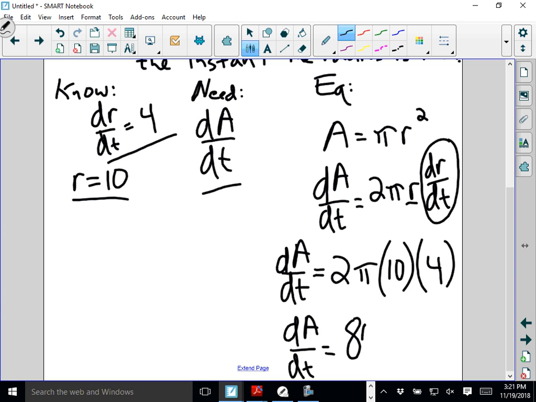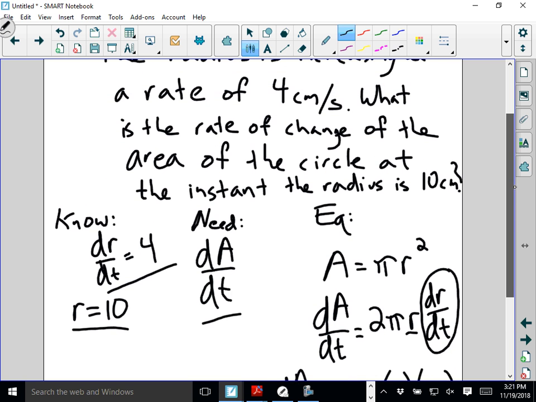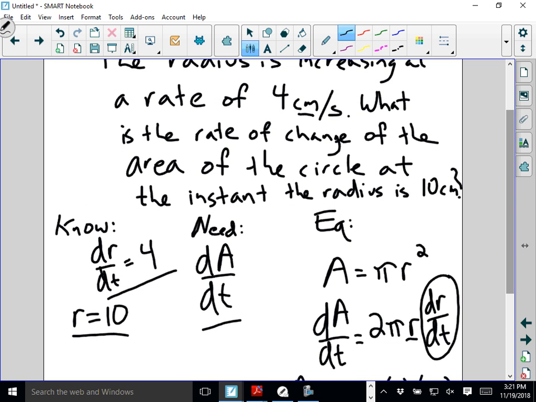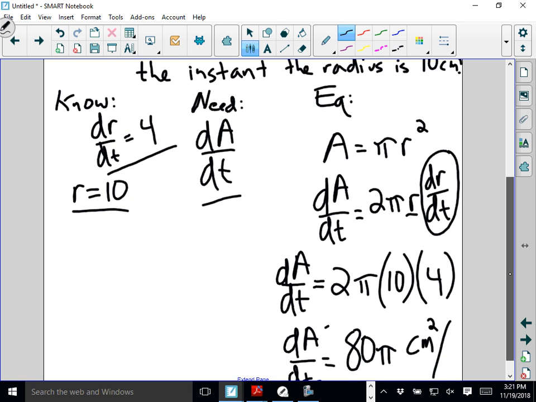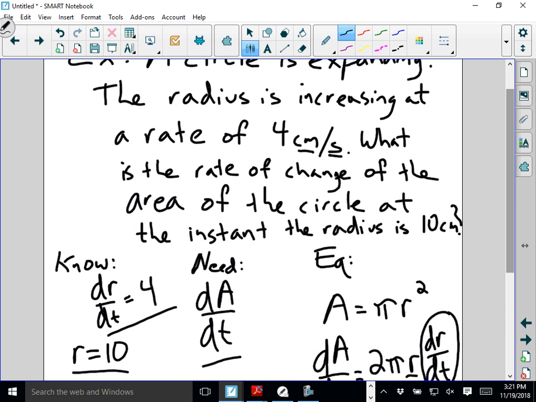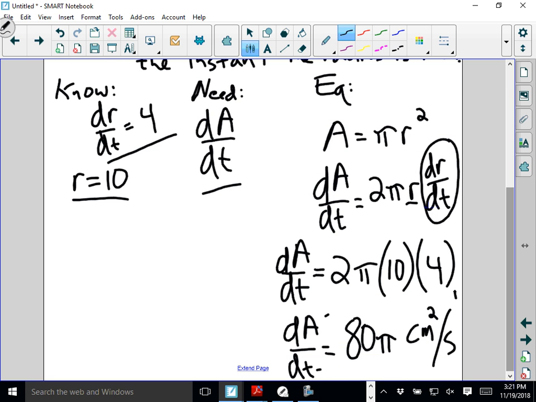Now I need to consider the units. Well, it'll be area units divided by time units. Area is always square units. In this case, the problem deals with centimeters, so it'll be square centimeters per time unit. The time unit I know from the problem is seconds. So that means if my radius is growing at a rate of 4 centimeters per second, then when the radius is 10, the area of the circle is increasing. We know it's increasing because it's a positive number, by 80 pi centimeters squared per second.